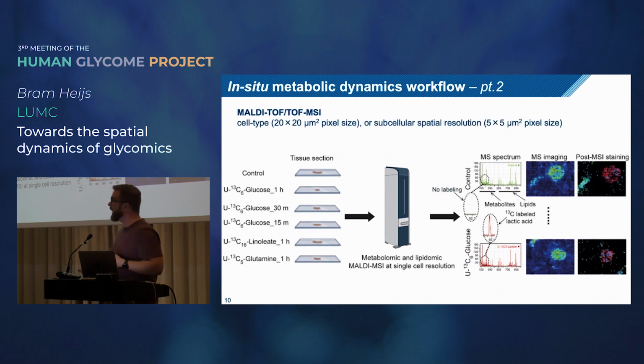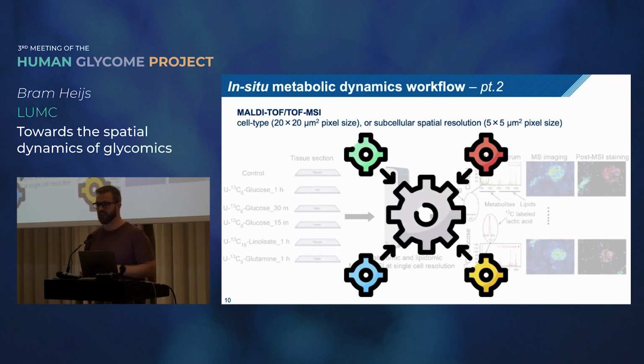So we do that by analyzing all these tissue sections by mass spectrometry imaging. So we quench the tissue culture with liquid nitrogen, we section them, put them on specially coated glass slides, and then we measure them with a MALDI-TOF mass spectrometry. And then we end up with a huge pile of data which we cannot make any real sense of at that time. So we need to integrate all of this information.